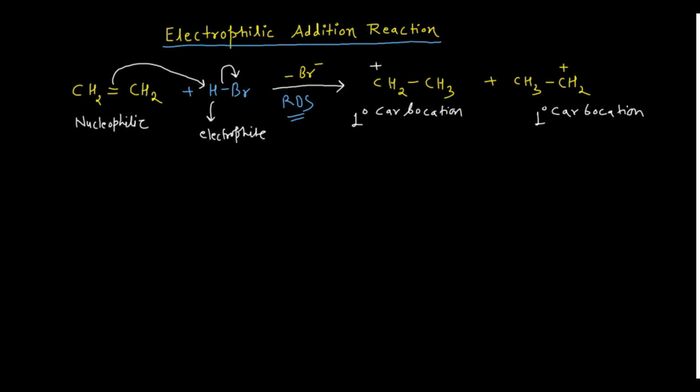Please remember, right? So what will happen in the next step? The Br negative, which was earlier present in the HBr molecule, has now knocked out in the first step in this way. But what will happen in the second step? It's a very quick step. This Br will go to this particular carbon atom and you will get this product, CH2Br and CH3.